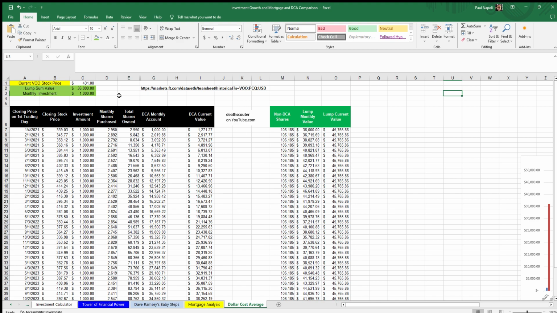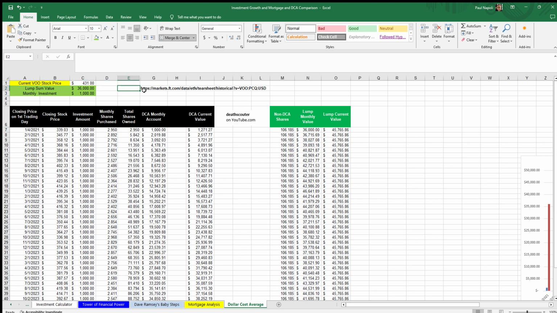What I'm using for 36 months is a $1,000 a month DCA contribution, or a lump sum of $36,000, investing in the stock market, which is represented by stock symbol VOO. VOO is an ETF fund that tracks the Standard & Poor 500 index. So that becomes our basis investment.